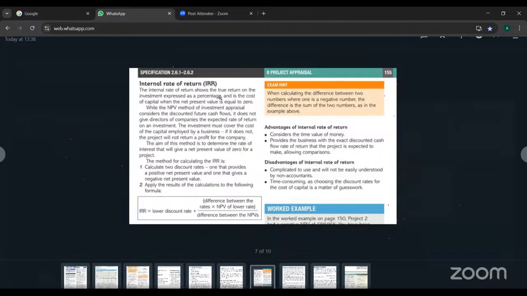And the method for calculating IRR is this. First, you have to calculate two discount rates. In the question, they will give a discount rate of 20% and a discount rate of 10%. You have to calculate two discount rates: one that provides a positive net present value and one that gives a negative net present value.